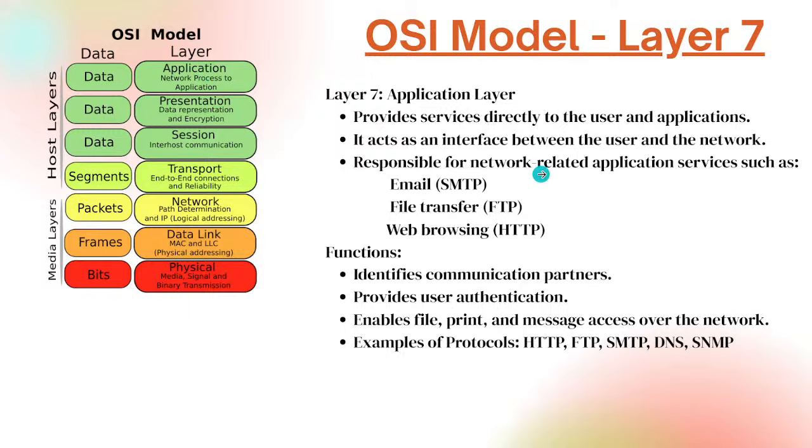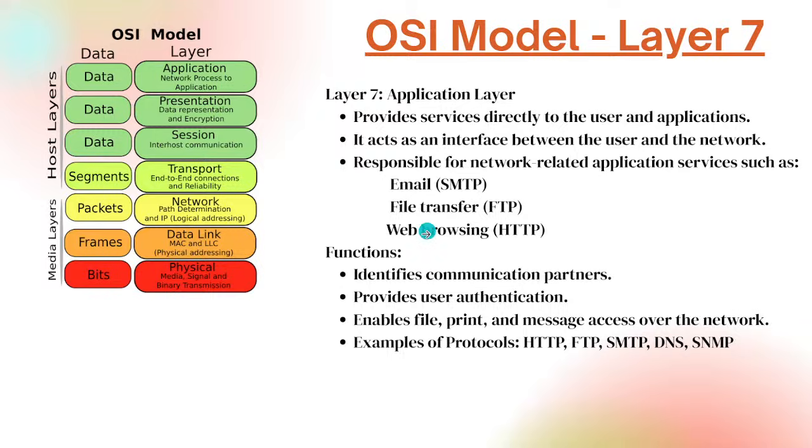And it is responsible for network related application services like SMTP, FTP, or HTTP. Here, maybe I'm using a web browser, so by using HTTP I'm asking for some message or some information, right? So here you can see the responsibility for network related application services. These are the different services that the application layer uses for communication. These are the different protocols.